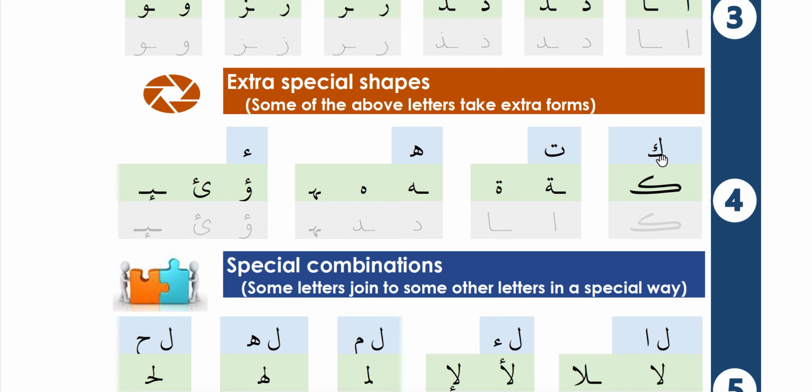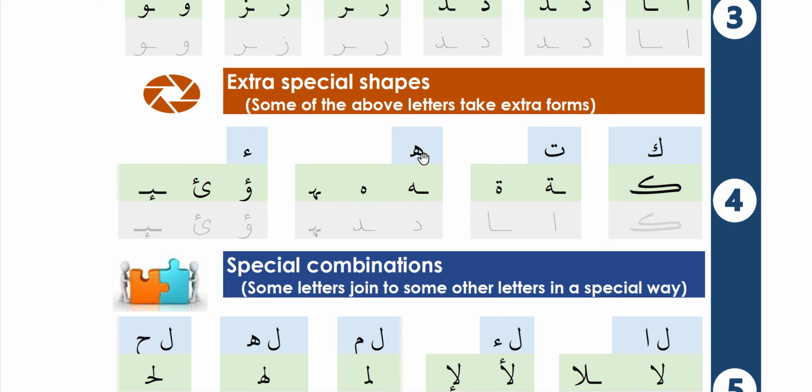Remember that this kaf is the final shape, and the small one on top is not hamza, it's kaf. That's why sometimes you will see kaf like this at the start, or maybe in the middle as well. Ta, we knew the three shapes of ta. However, when it's round ta or closed ta, it becomes a circle like this, and then with two dots on top.